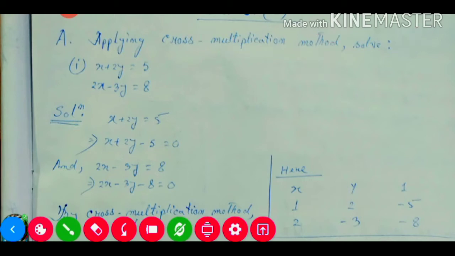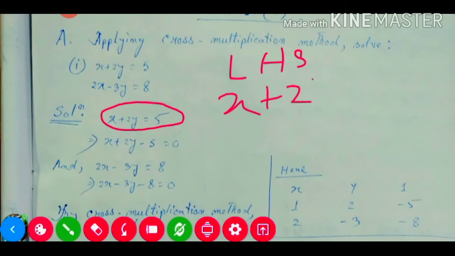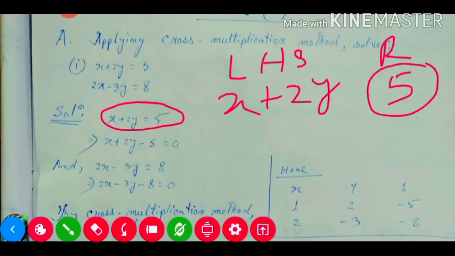If there is any number on the right hand side, we need to shift it to the left hand side. So whatever equation is given, we write it first. This is our equation number 1, x + 2y = 5. In the left hand side of this equation, two terms are there, x + 2y, and on the right hand side only one term, this 5. This 5 is positive, because with no sign before it, it means positive. Now we need to shift this 5 from the right side to the left hand side, so it will be minus 5. So we get our three terms here, a, b and c.